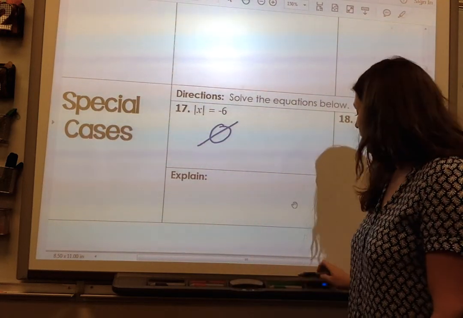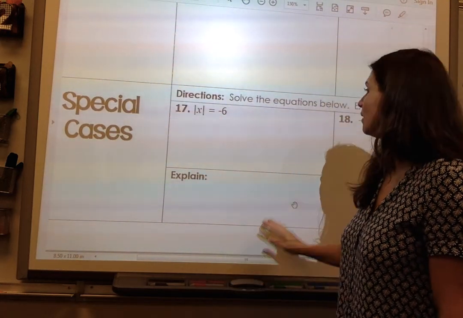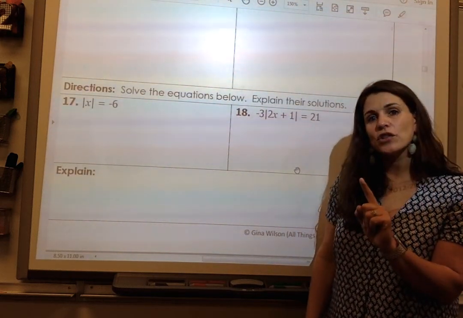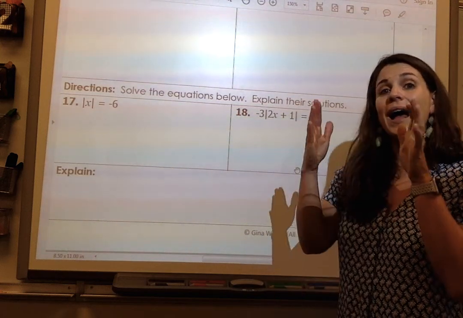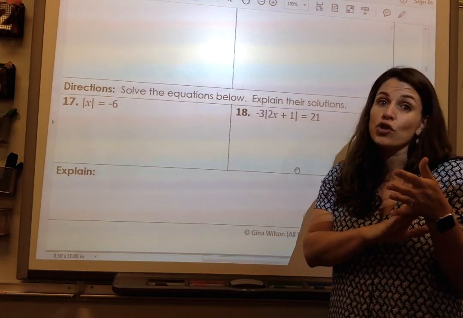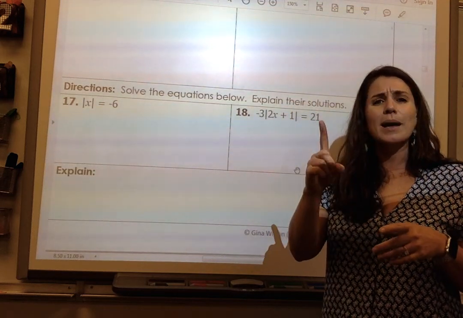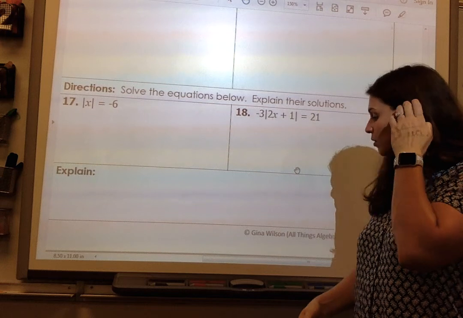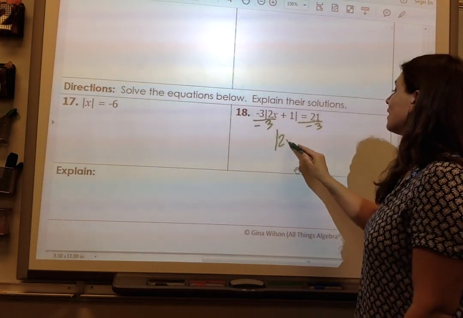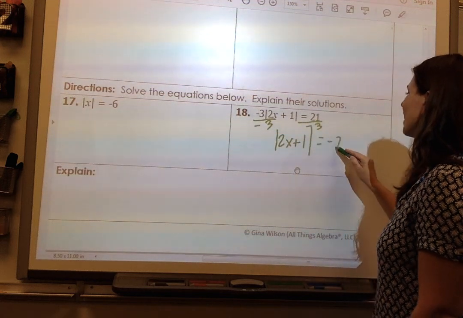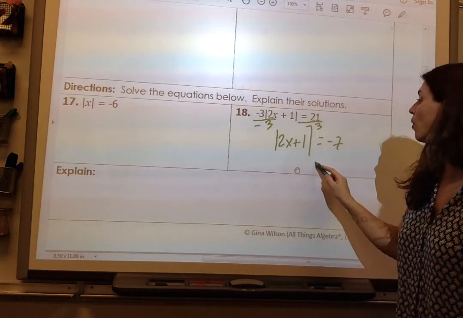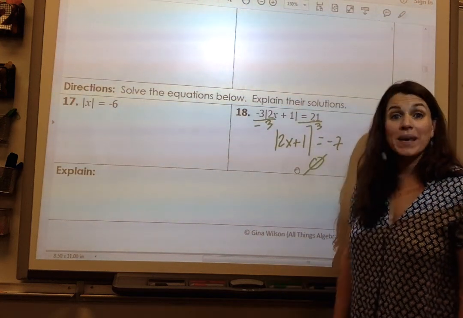So watch for that. Now, sometimes it looks like it's going to be positive. But you have to ask yourself, is your absolute value isolated? It's not isolated. So you can't determine if it's no solution until you isolate. That's why step one is always important. Isolate that absolute value. So if I divide both sides by negative 3, I get the absolute value of 2x plus 1 equals negative 7. Can I have the absolute value equal to a negative? No. No solution.